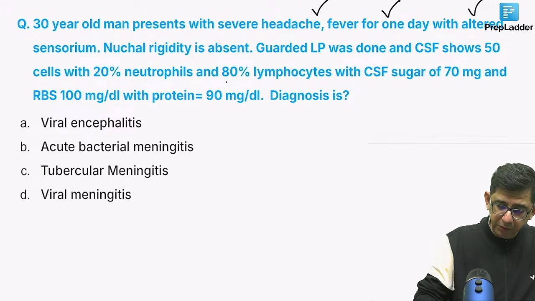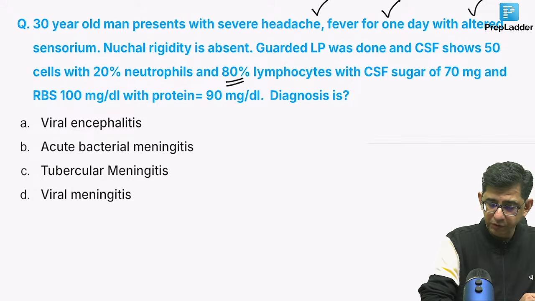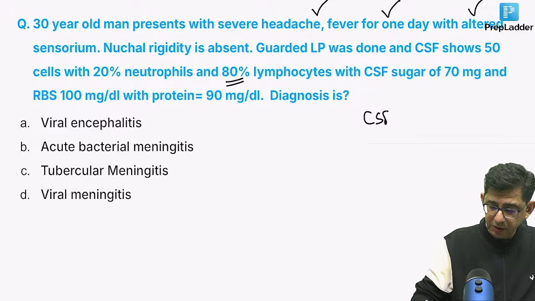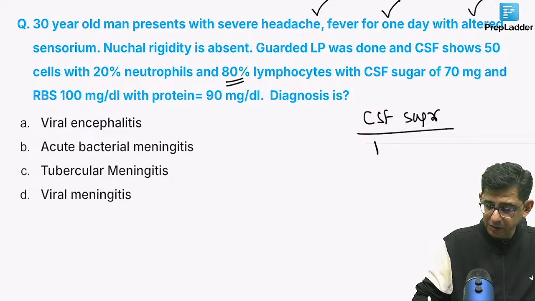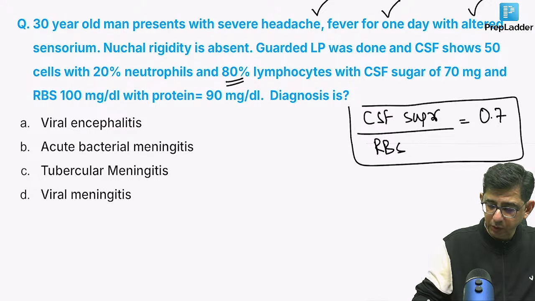There is 80% lymphocytes, 20% neutrophils present. Look at the sugar, man. The CSF sugar in this patient is 70, and the blood sugar of this patient is 100. So the ratio here is 0.7. And the CSF sugar should be low in tubercular meningitis.